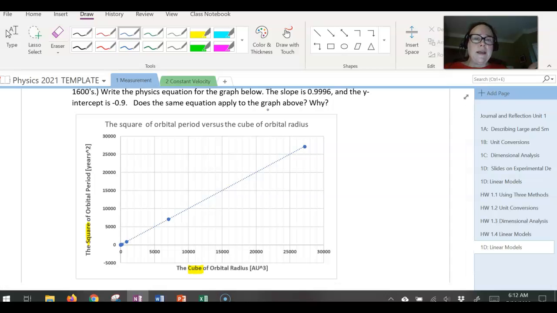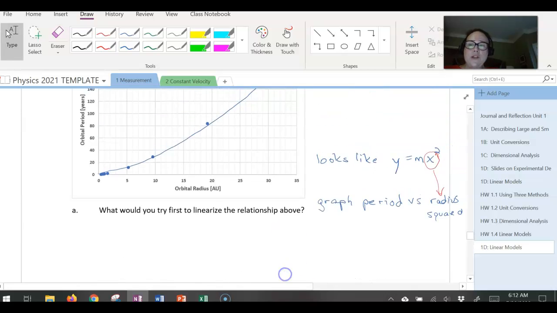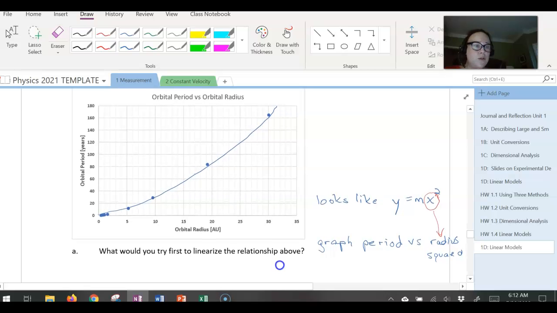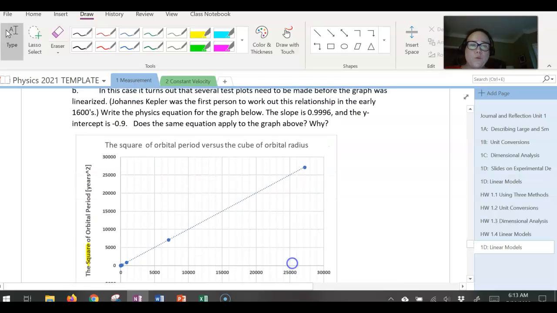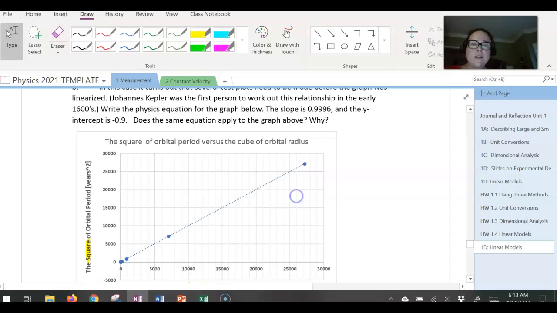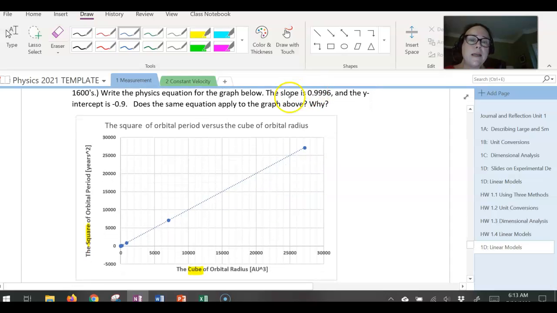We are just changing it in a way so that we can visualize the graph of the relationship as a line, and then we can write the equation of that line. So it would still match this data. If we took this same information and went back to period versus radius, it would still be curved in the identical way. We have not altered the data. So let's write the physics equation for this graph. They are telling me the slope, and they're telling me the y-intercept, so I don't have to find those.